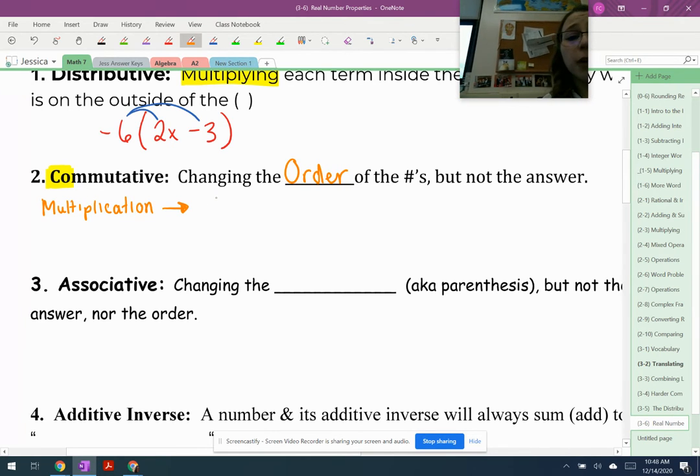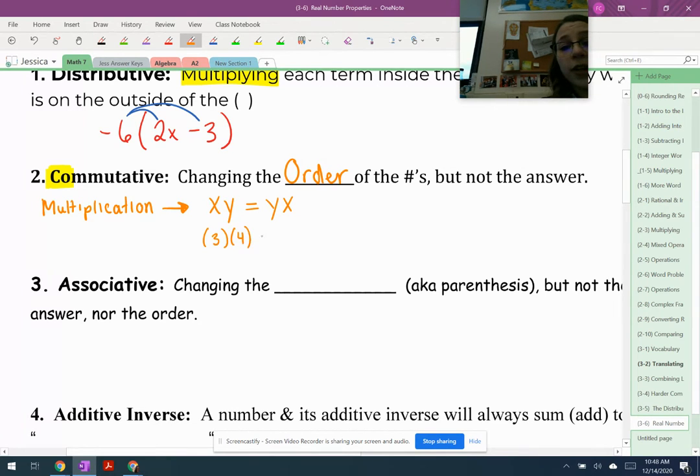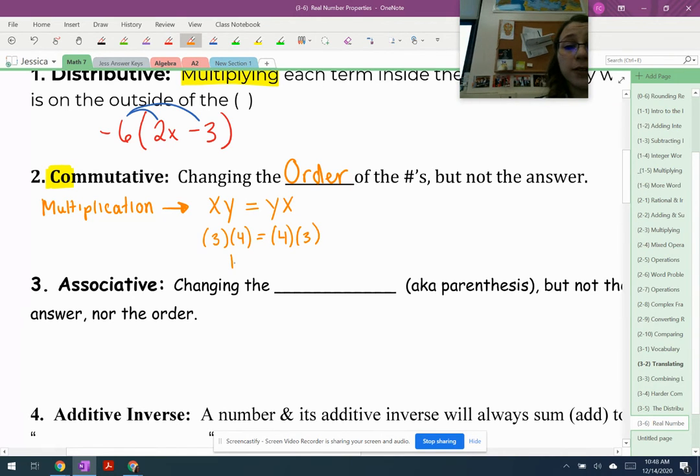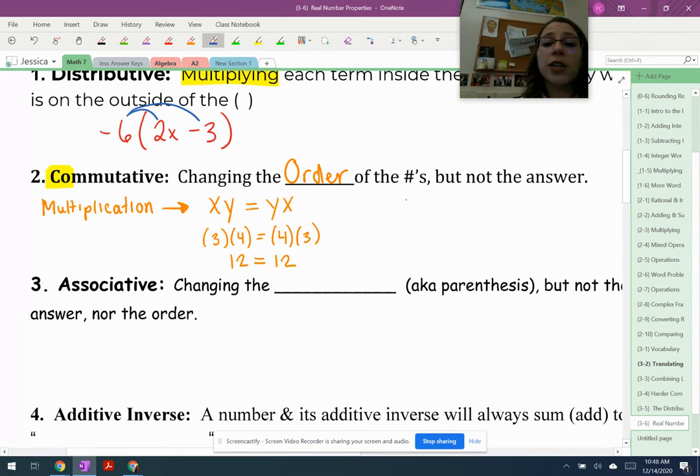And this we've talked about already. Remember the fact that x times y is equal to y times x. Those are the same things. Those are those like terms. If I get 3 times 4, that's the same thing as doing 4 times 3, right? That 12 is equal to that 12 there. So it works for multiplication, and it also works for addition.